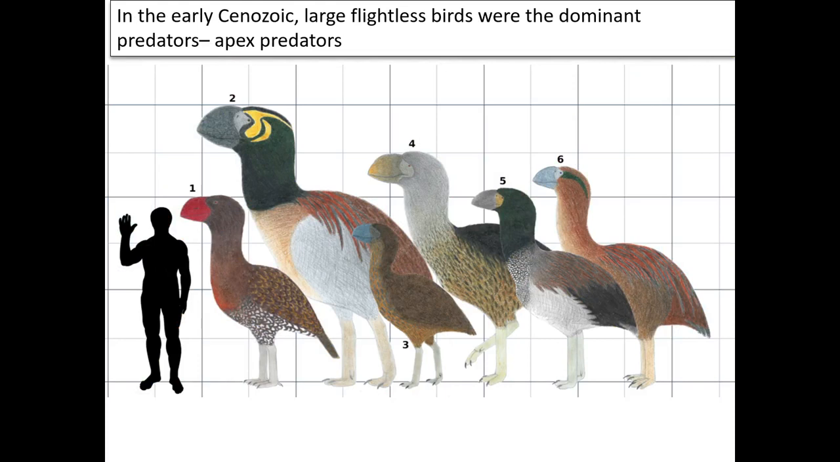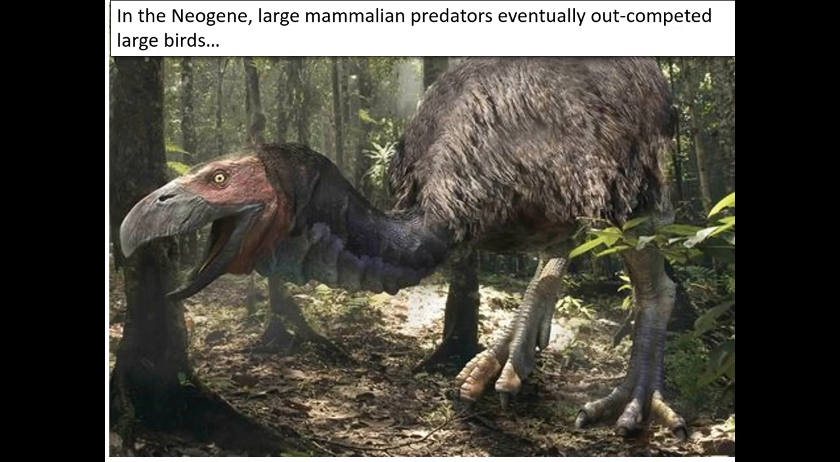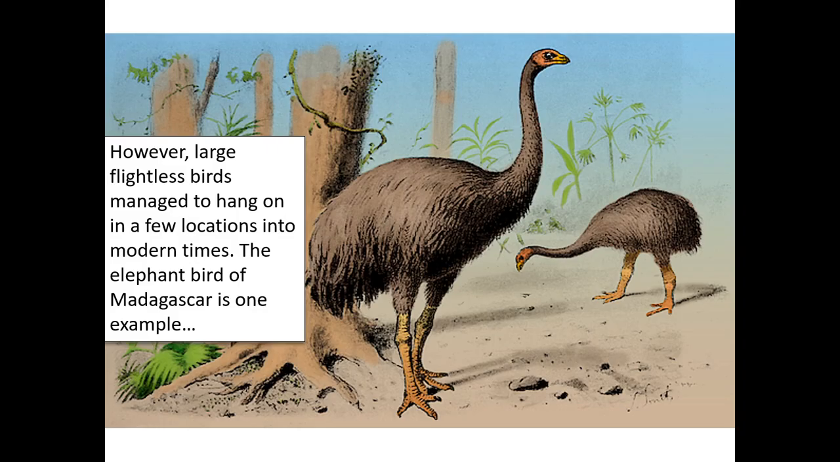Now, in the Cenozoic, large flightless birds were actually the dominant predators. So it wasn't lions and tigers and bears. It was large flightless birds. Things like this were just huge. They were dominant apex predators during the Paleogene. By the Neogene, mammals were starting to hold their own, and they eventually outcompeted large birds.